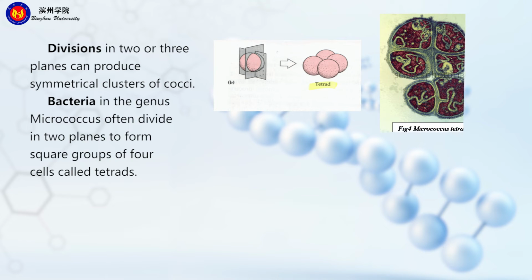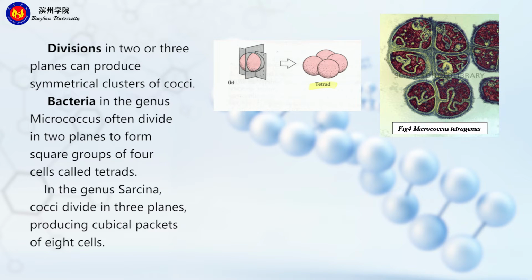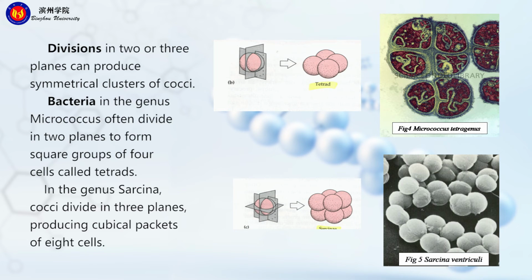Bacteria in the genus Micrococcus often divide in 2 planes to form square groups of 4 cells called tetrads. In the genus Sarcina, cocci divide in 3 planes, producing cubical packets of 8 cells.